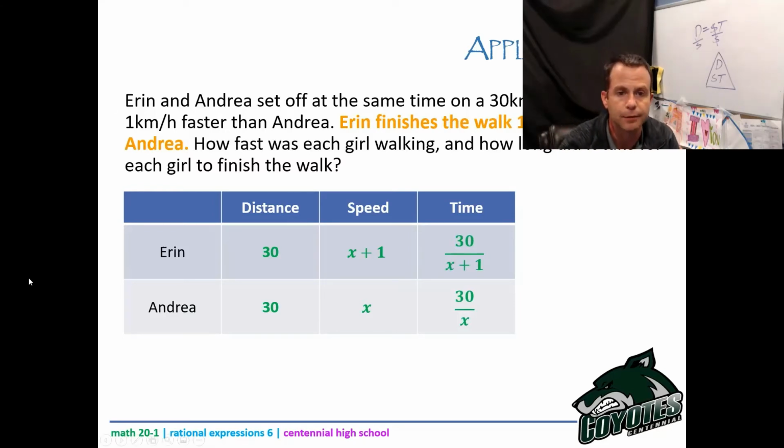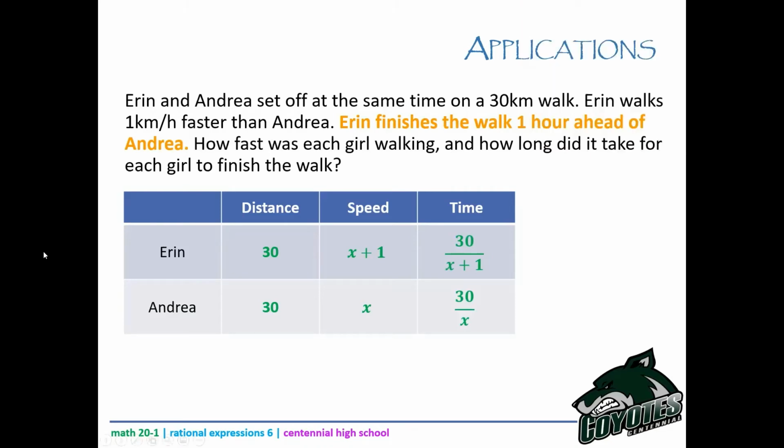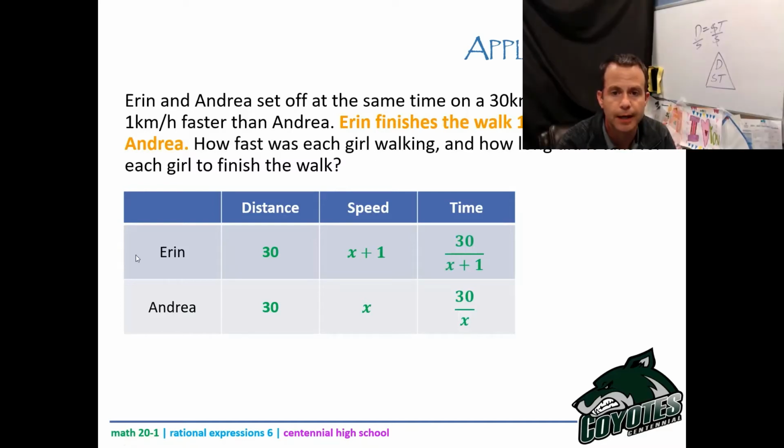Let me just hide myself again for a sec. It says Aaron finishes the walk 1 hour ahead of Andrea. Aaron finishes the walk 1 hour ahead of Andrea. So Aaron's time is smaller, right? If she finished an hour ahead of Andrea, that means it took Andrea an hour longer. So where the equation comes from is the difference in time between Aaron and Andrea. If I take Andrea's time and subtract Aaron's time, I should equal 1. So that's what I've done. Andrea's time minus Aaron's time equals 1. So that's what I'm ready to now solve.